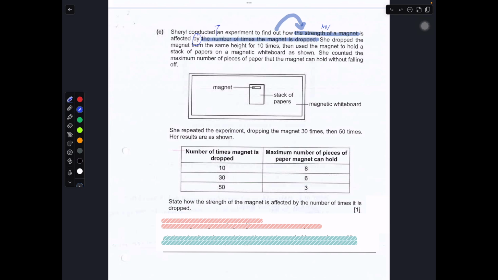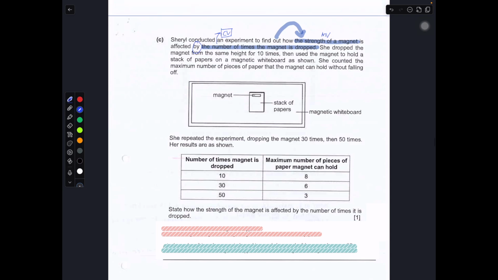This is actually your change variable: how the strength of the magnet is affected by the number of times it drops. If you drop more times, maybe it becomes weaker, maybe it becomes stronger. Okay, let's take a look at the data. The data will tell us more.